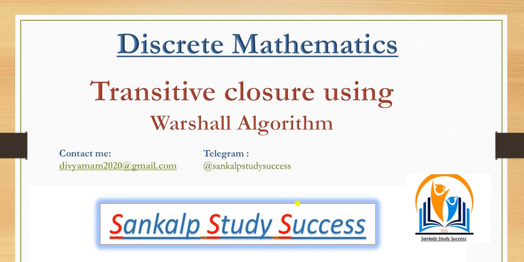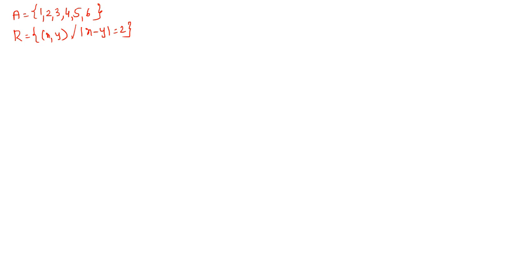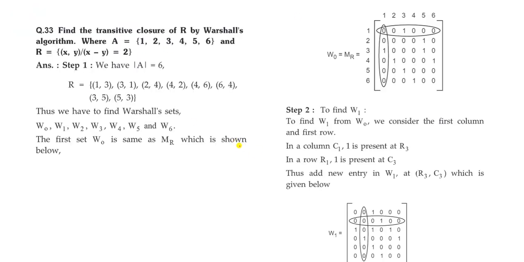Okay, the example will be: here A equal to 1 2 3 4 5 6. Just see the example here. And R is the relation where the absolute value of x minus y equals 2. How you will get the question: find the transitive closure of R by Warshall's algorithm, where A equal to 1 2 3 4 5 6 and R equal to mod of x minus y equal to 2. Okay, so this is our relation.